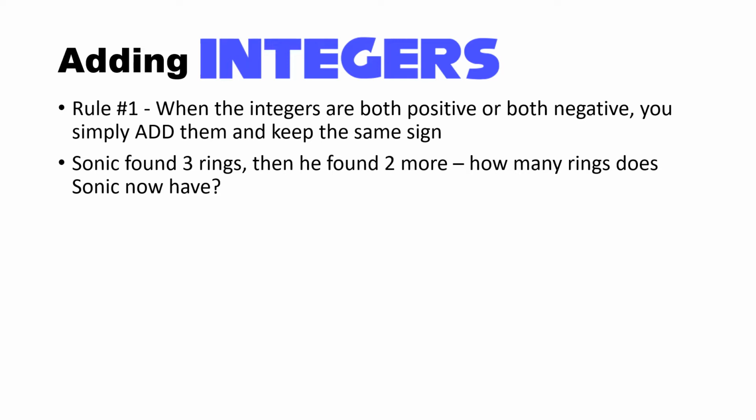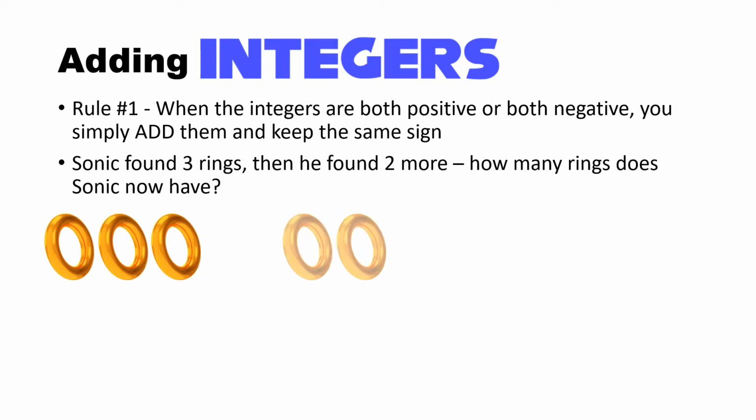You may read this and think I could have done this without any knowledge of integers. And I know this is a simple question, but I'm going to use these simple examples so that you understand more difficult ones. So here's our 3 rings, and then he found 2 more. Because he found these, it's something he has, so we're going to represent these with positive integers. That's a positive 3 and a positive 2. Looking at the rule, when the integers are both positive, we're just going to add them and keep the same sign. So we have a plus 3 and a plus 2, and we're going to add them together.